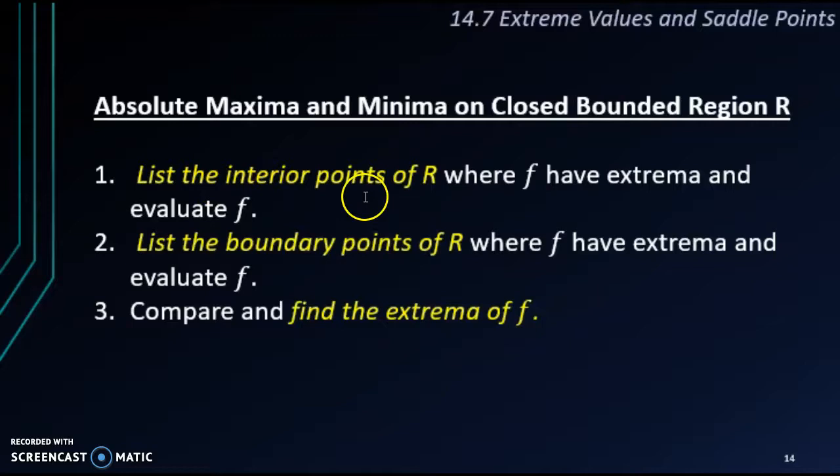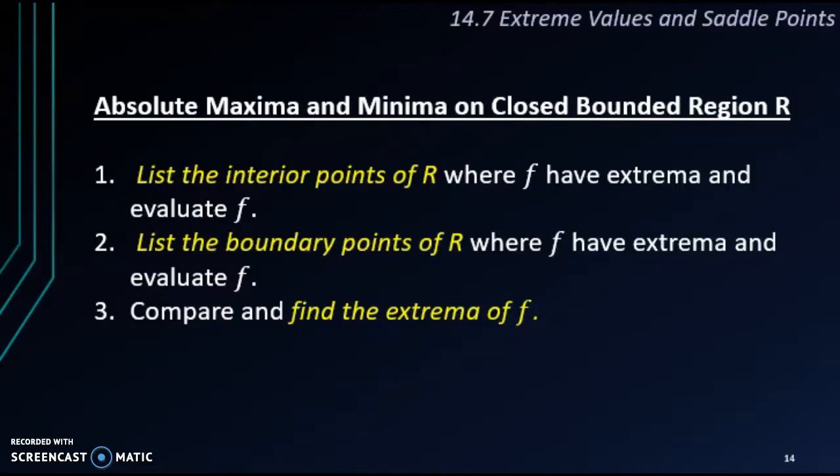to list the interior points of R, or we say list the critical points of R where f has extrema, and evaluate the f. Next, we list the boundary points of R where f has extrema, and again we evaluate the f. Lastly, we compare all the points that we found from step 1 and step 2, and then we look for the maximum from all the f values and the minimum from all the f values, and we decide what is the absolute maximum and absolute minimum on this closed bounded region R.